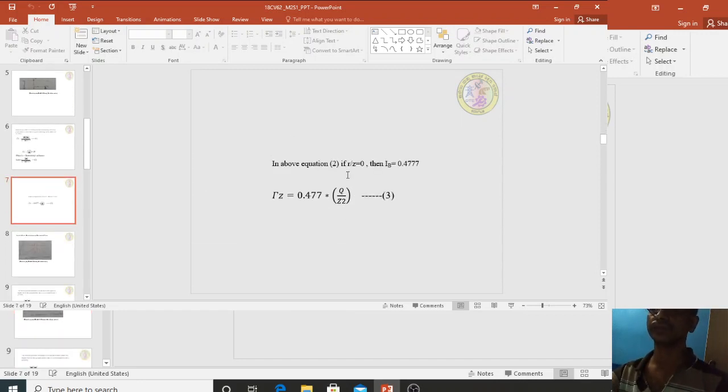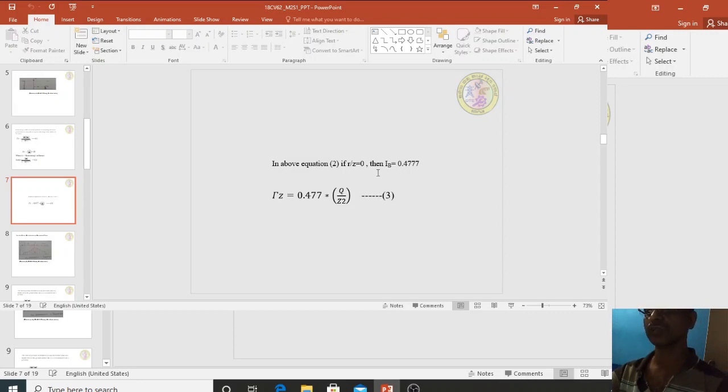Now, exactly below the loaded area, your r value will be 0. R value will be 0 means r by z value will be 0 in the equation. Sigma z is equal to Q by z square into 3 by 2 pi divided by 1 plus r by z whole to the power of 5 by 2.